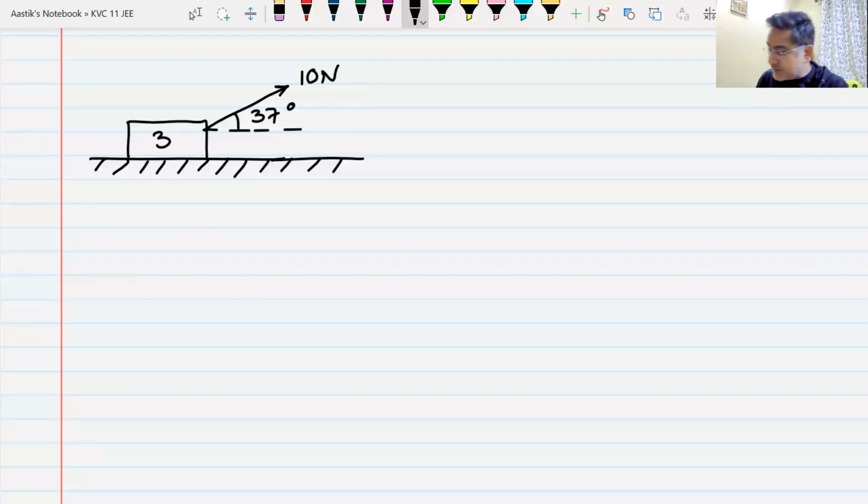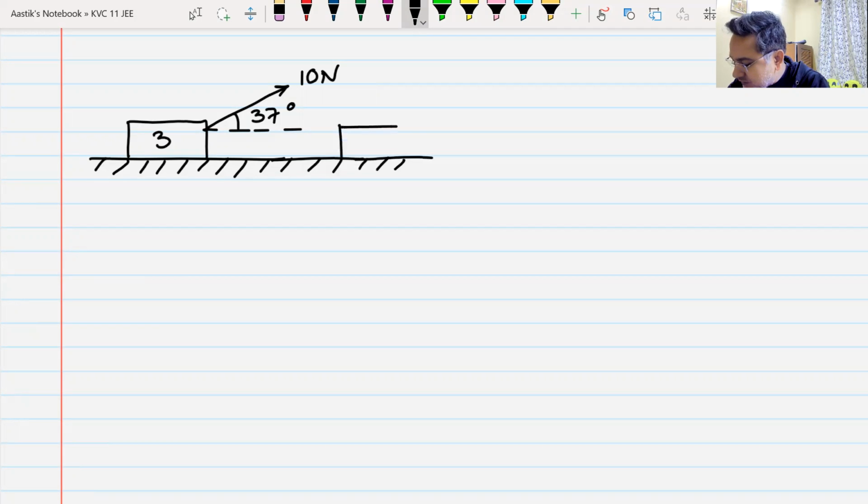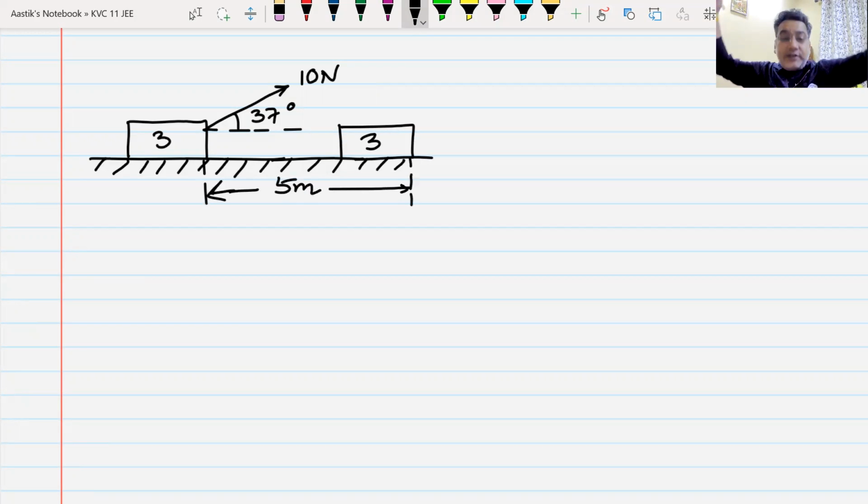And I have a force of 10 Newton at an angle of 37 degrees. And I again displace this block by, let us say, 5 meters. Take a deep breath. Open your eyes. Solve the question. Get the answer. Stay happy. 2 minutes you have. Everyone should solve it and give me the answer.